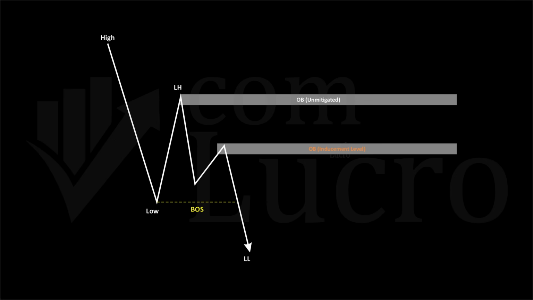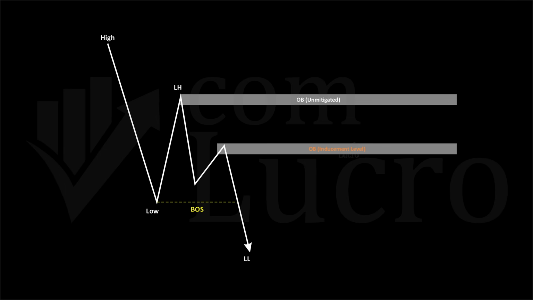As explained earlier in the video, inducement often forms around setups that appear highly attractive before the real move begins. For us, this zone becomes an inducement level because, as you can see here, price attempts to mitigate the upper zone. But before reaching it, the market rapidly pushes downward and breaks the recent structure to the downside.